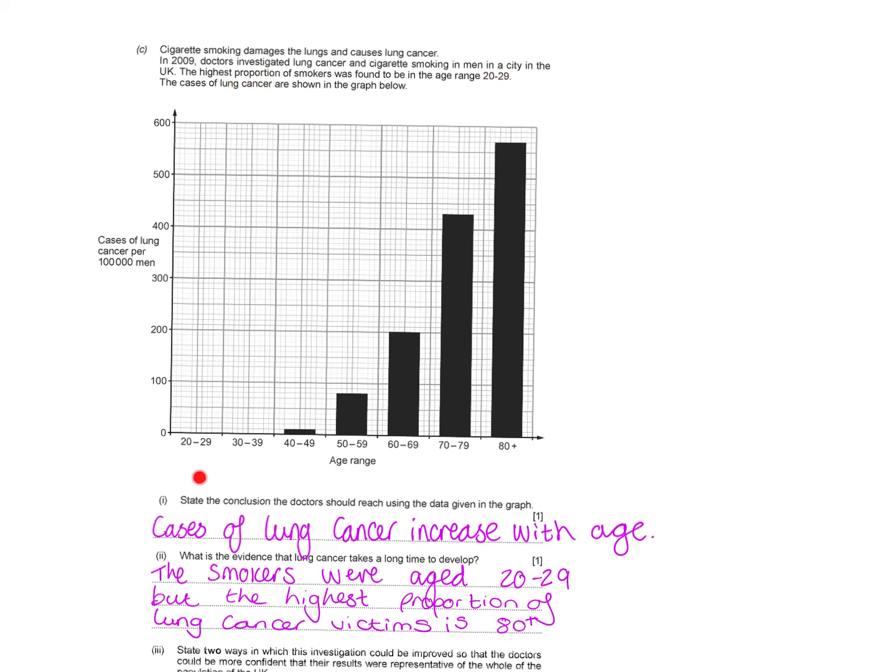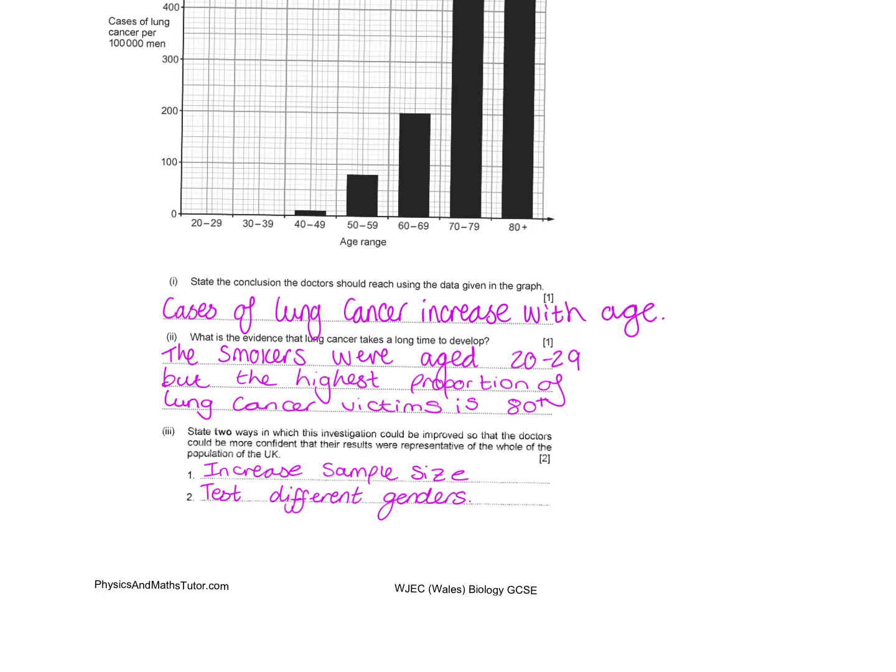However, they're the people who aren't getting lung cancer. It's the people who are older that are getting lung cancer. So even though these are the guys that are smoking the most, it's not until they're in their 70s and 80s does the effect of lung cancer become apparent.